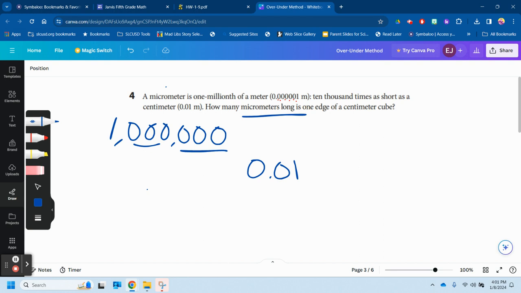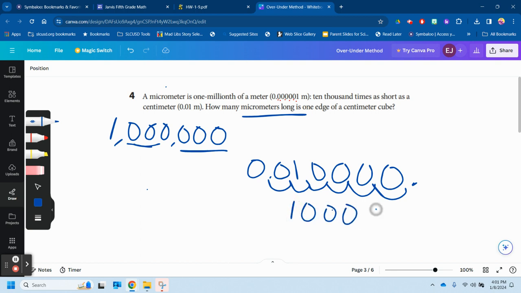A micrometer is a millionth of a meter, and there's 6 zeros in a million. So I have to move this over 6 places. 1, 2, 3, 4, 5, 6. And that comes out to, so I can eliminate these zeros to the left of the 1. That comes out to 10,000 micrometers.